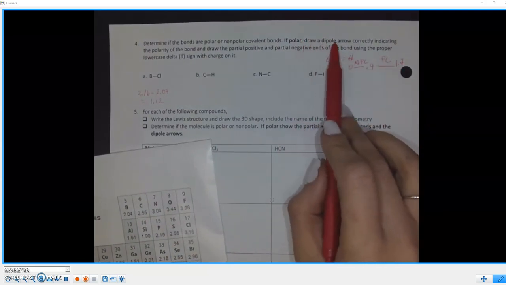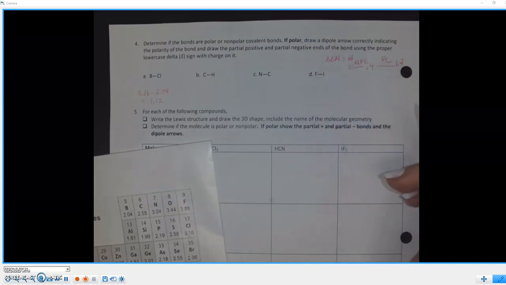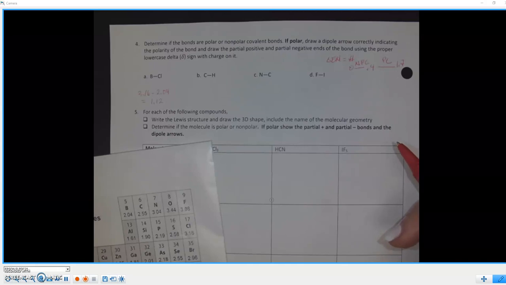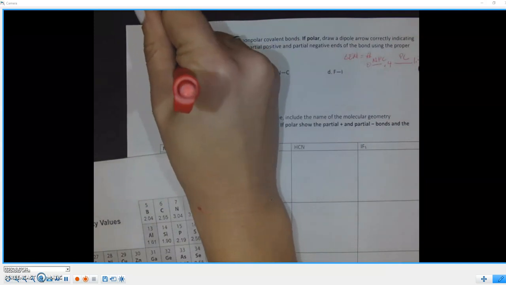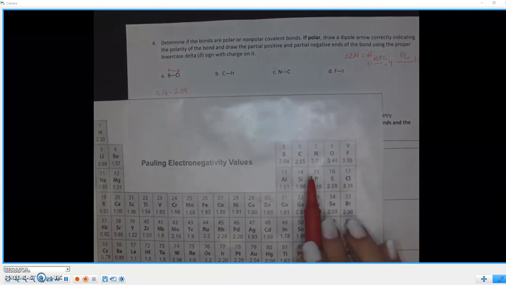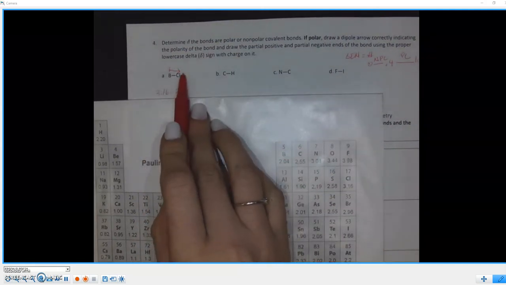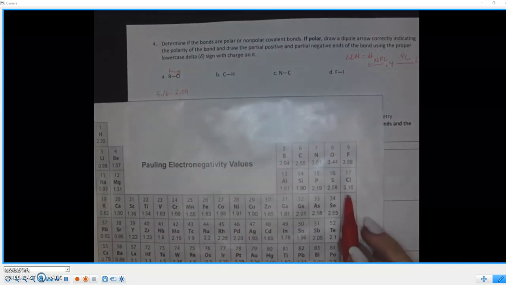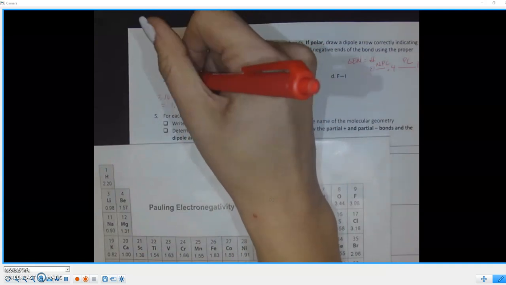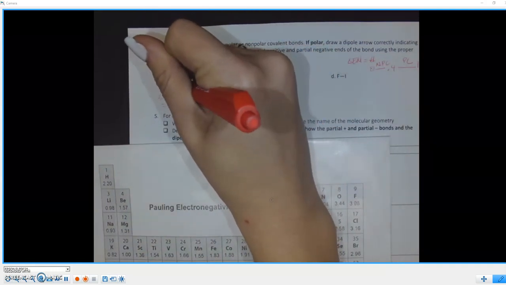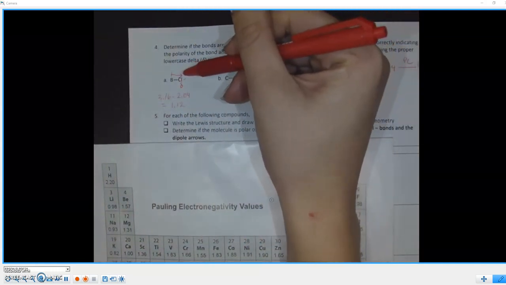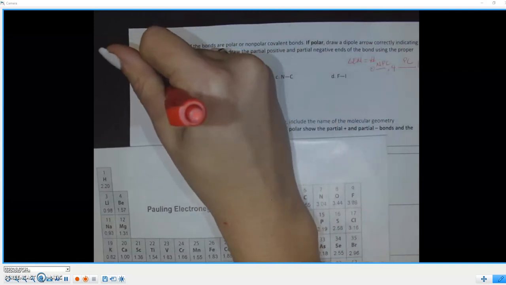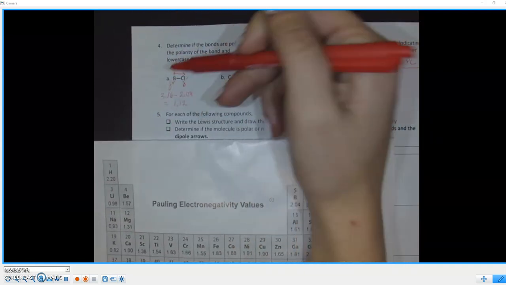So if it's polar, we need to draw a dipole arrow and correctly indicate the polarity of the bond with the partial positive and partial negative. So dipole arrows always point at the greater electronegativity. Since chlorine had greater electronegativity than the boron, that's why my arrow points at it. And since it has greater electronegativity, that means it's pulling on the electrons more strongly. So the electrons will spend more time there, and our negative electrons give this a partial negative side. The partial negative will always go with the head of the arrow. The partial positive will always go with the tail of the arrow.